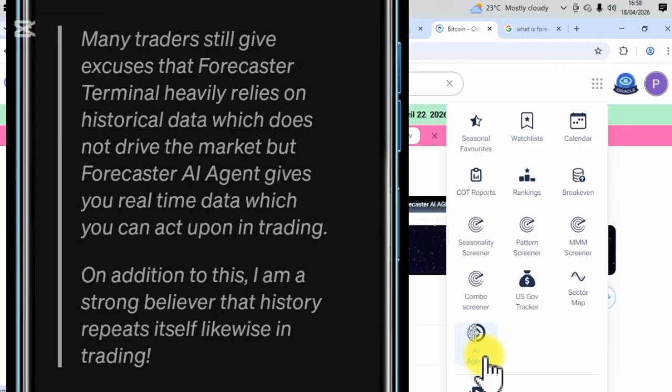Many traders still give excuses that forecaster terminal heavily relies on historical data, which does not drive the market. But the forecaster AI agent gives you real-time data which you can act upon in trading. In addition to this, I'm a strong believer that history repeats itself, and likewise in trading.